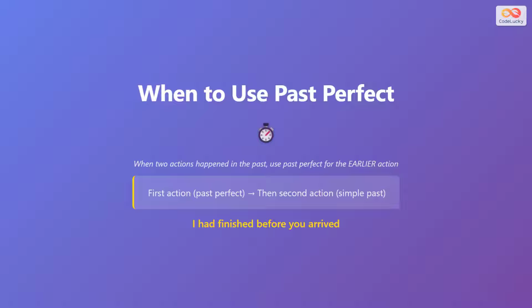Use the past perfect when two actions happened in the past, and you want to show which one happened first. Use the past perfect for the earlier action, and use simple past for the action that happened later. For example, I had finished my homework before you arrived. Here, finishing happened first and arriving happened second.